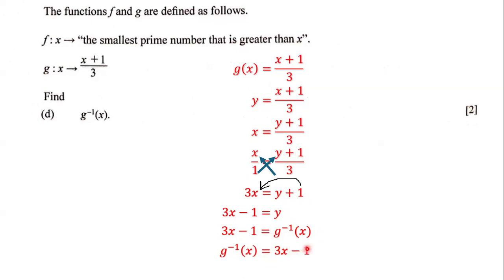So, quick recap, what did we do? The first thing is we set g of x equal to y, so y is equal to x plus 1 over 3. The second thing is we swap x and y: in place of y we put x, and in place of x we put y. Then we solve for y. We cross multiply, then we send the 1 over, so we have what y is. The answer we have for y is actually g inverse. So g inverse of x is equal to 3x minus 1, and that's the answer to this question.